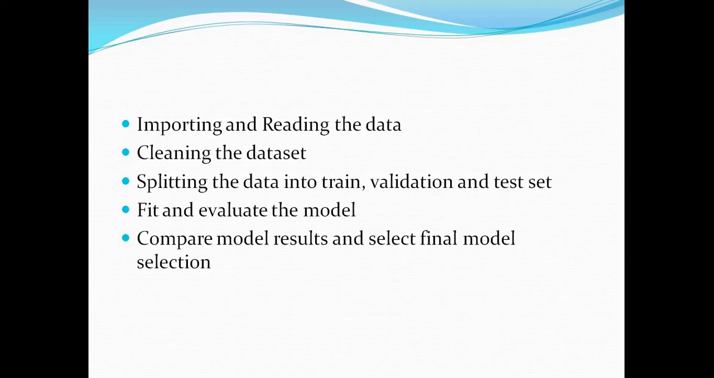So let's summarize what we have done. First, we have imported the data. Second, we have cleaned the dataset, in which we found missing values. Then we replaced those missing values with the average. Then we dropped the unnecessary rows and columns. And in the third step, we have split the clean dataset into train, test and validation sets.